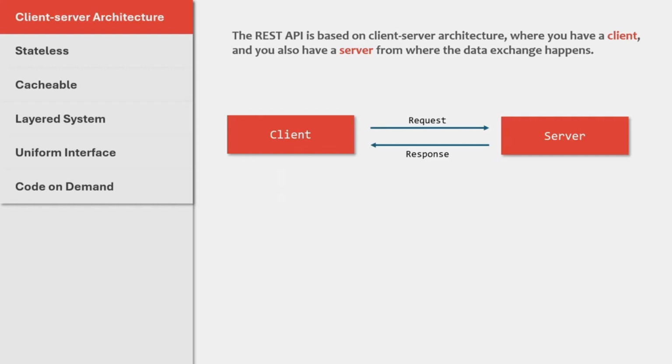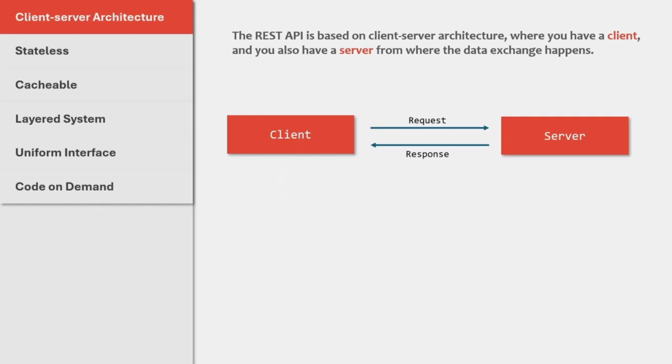So when we create a REST API application, there we will have a client which will be responsible for sending a request, and we will have a server which will be responsible for handling that request. So the client will send a request, the server will process that request, and it will send back a response to the client. And this is called client server architecture. So whenever we create a REST API, that REST API follows client server architecture.